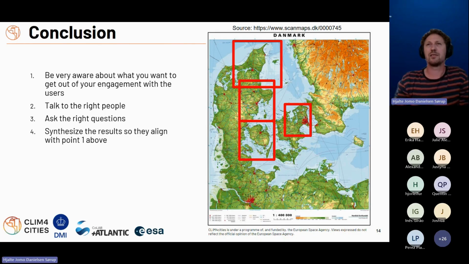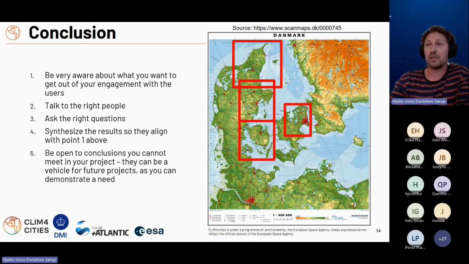And then the whole synthesization of results is very important, in the sense that you get a lot of information out of a user engagement process, and you somehow need to get back to the question that you wanted to answer in the first place. So you need to find a way to synthesize them, and the more aware you are of this from the beginning, the easier it is to design a process that helps you get in the right direction. So it's very good to have an idea about how you want to synthesize the results before you actually get in the data from the users.